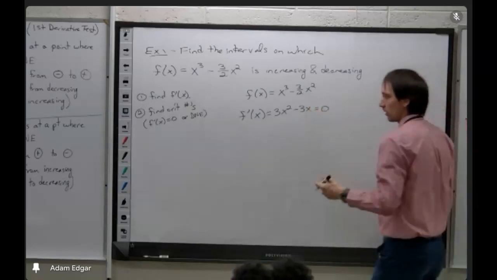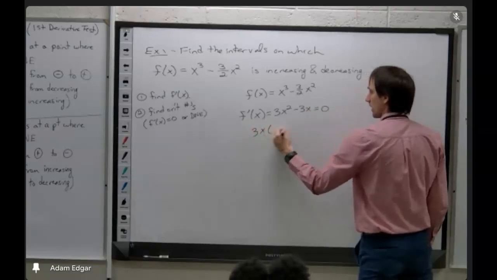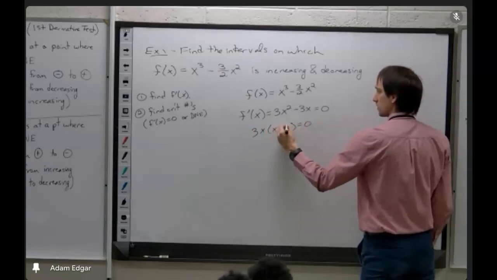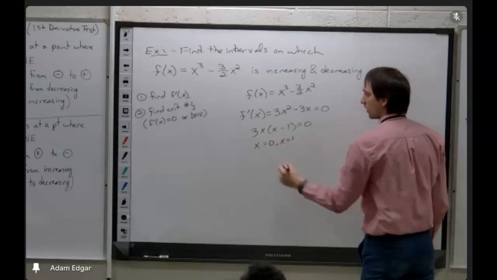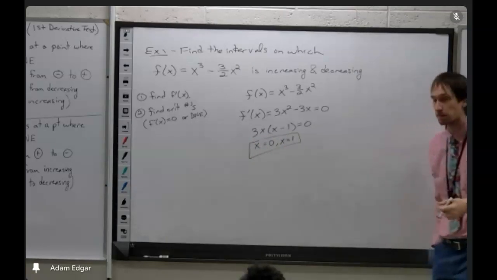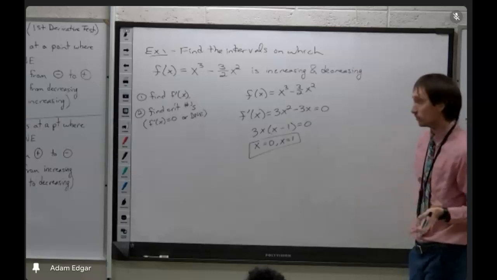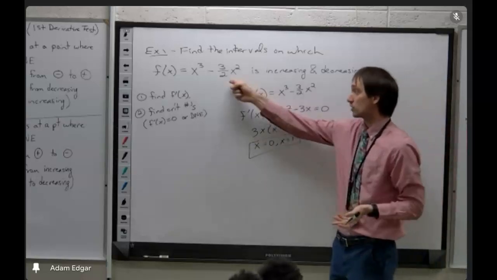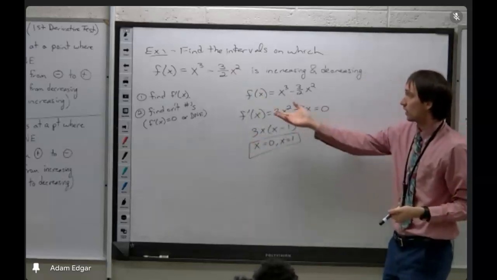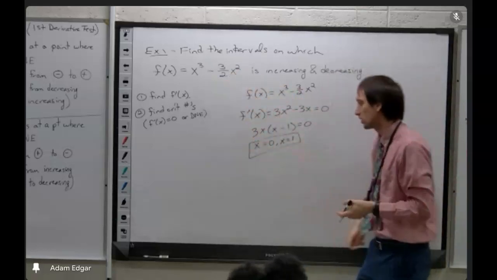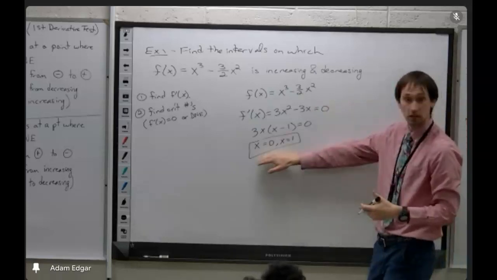So you set it equal to 0, and what can you do to solve this? Take the 3x out, what's left behind? And so x equals 0 or 1. So you've got your critical numbers. What you're going to do is use those to break up the domain. The domain is probably all real numbers, or it's specified by some given interval. Here, this is a polynomial, so the domain is all real numbers. So we take the domain and break it up into 3 sections using these critical numbers.